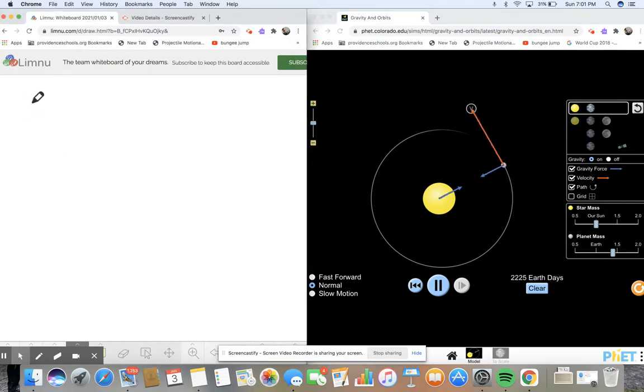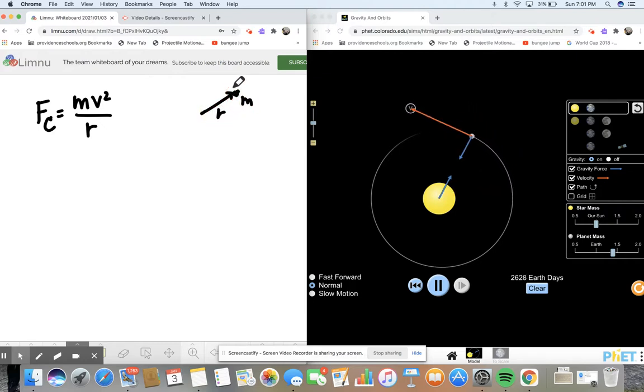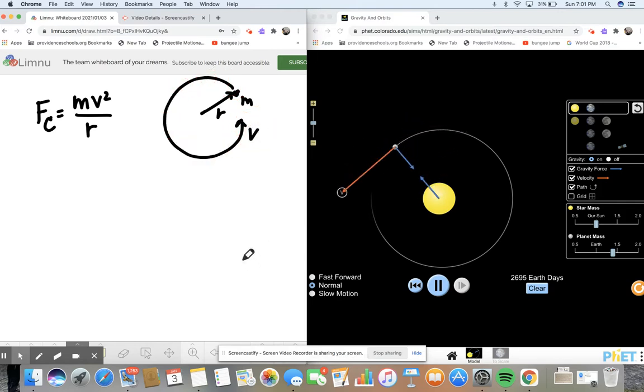So we're going to go back to that original equation for the velocity of an object moving in circular motion, which was the force centripetal equals the mass of the object spinning times the velocity of the object squared divided by r. So this was when r was our distance and here was our mass, and this was going around in a circle at some velocity v.